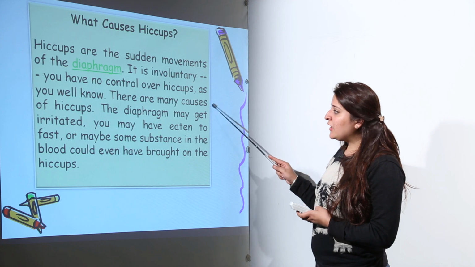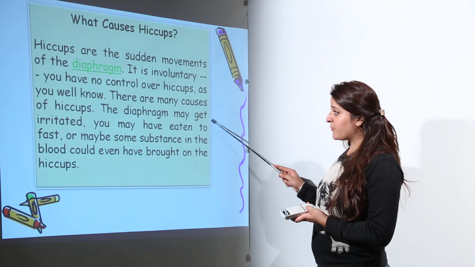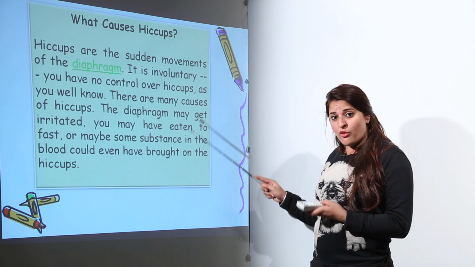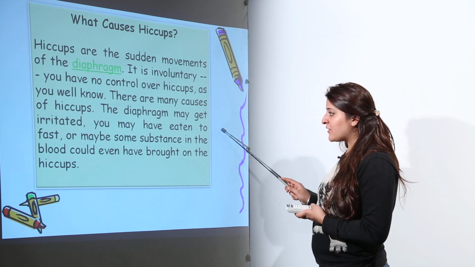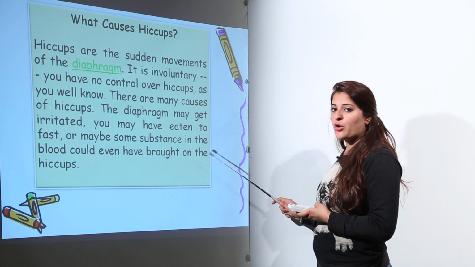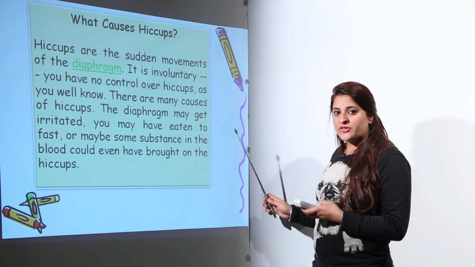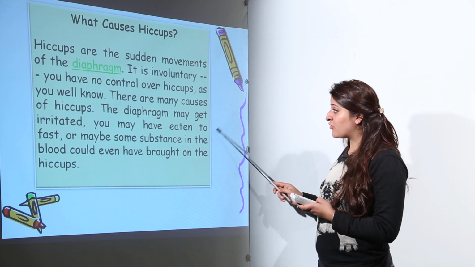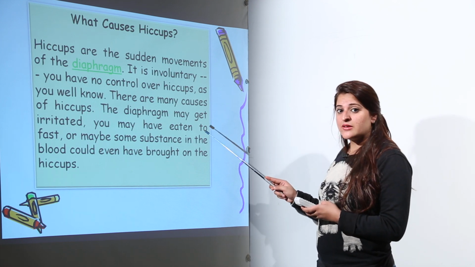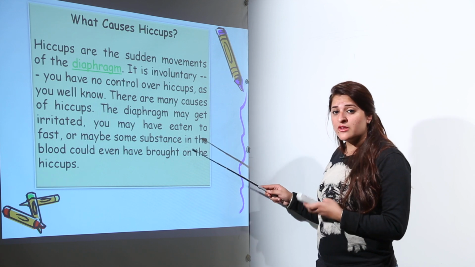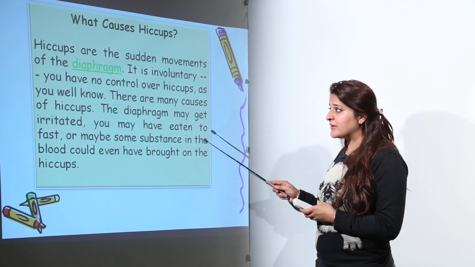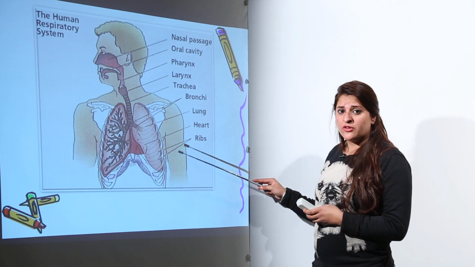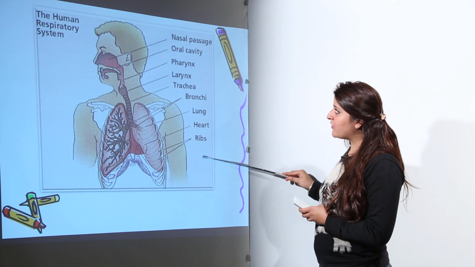So there are many causes of hiccups. Why do these hiccups occur? The diaphragm may get irritated sometimes. You may have eaten so fast, or maybe some substance in the blood could have brought on the hiccups. So there is some obstacle in the blood itself, or you have eaten so fast that the food is obstructed somewhere, and this results in the sudden movements of the diaphragm up and down, and this results in the hiccups.